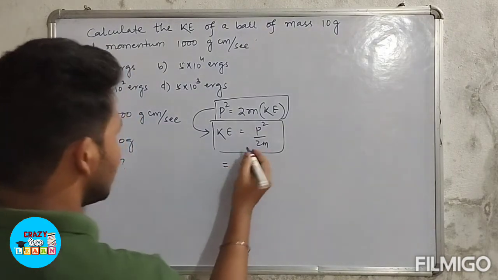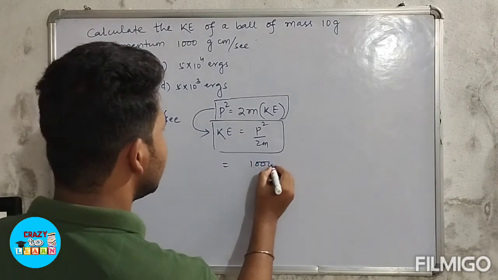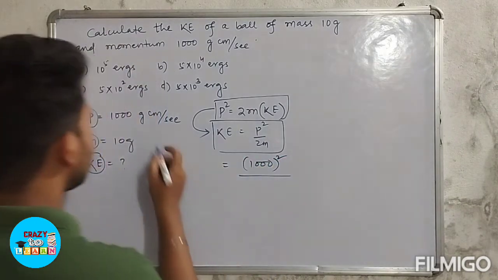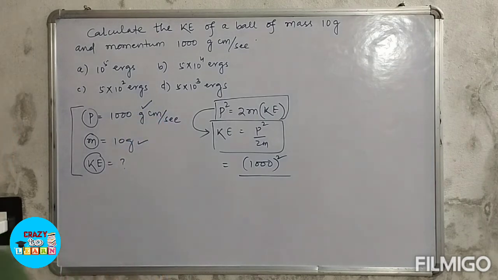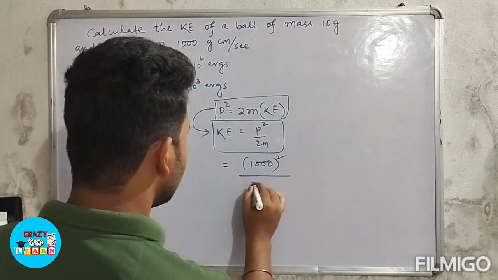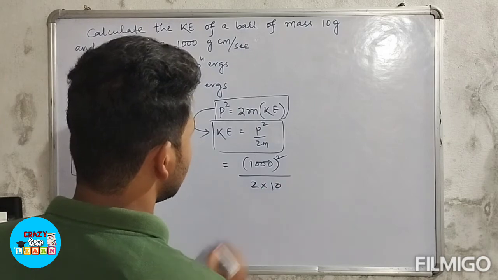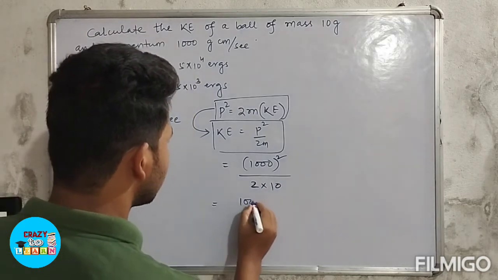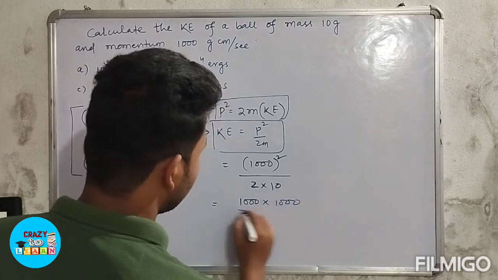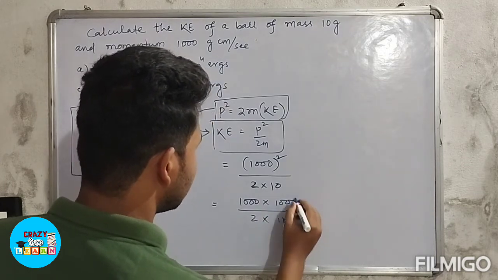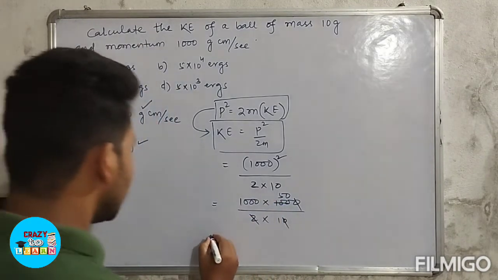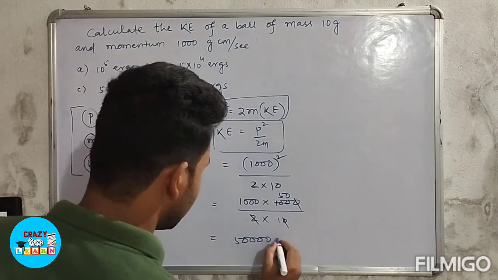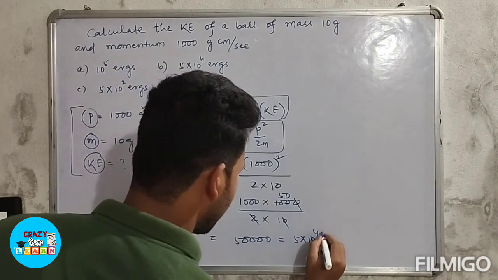So just put in the value of p. P is 1000 whole square divided by 2 into mass 10. Both are in CGS units: it is given in gram cm per second, which is the CGS unit, and this is also the CGS unit. So 1000 square means 1000 into 1000 divided by 2 into 10. 10 and 10 cancel, 2 into 100 gives 50. So 50 into 1000 we will get 50,000, which is equal to 5 into 10 to the power 4.